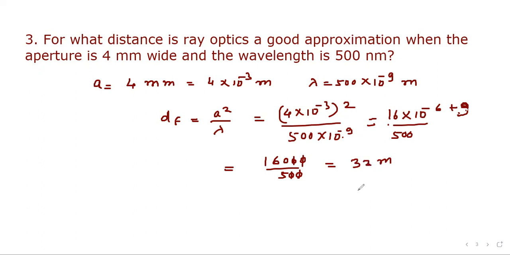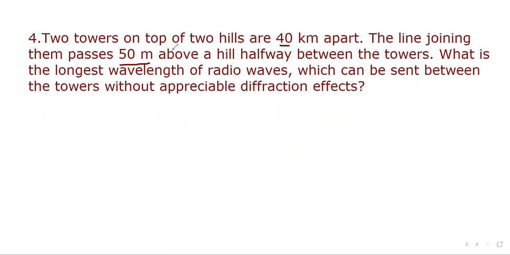Now let's go to the next question. The next question says, two towers on top of two hills are 40 kilometer apart. So this is one tower, this is another tower, and distance is 40 kilometer, but there is halfway obstruction. So this is 20 kilometer, this is 20 kilometers. Let's read the question fully. The line joining them passes 50 meter above a hill halfway between the two towers. So here this height is 50 meter, this one.